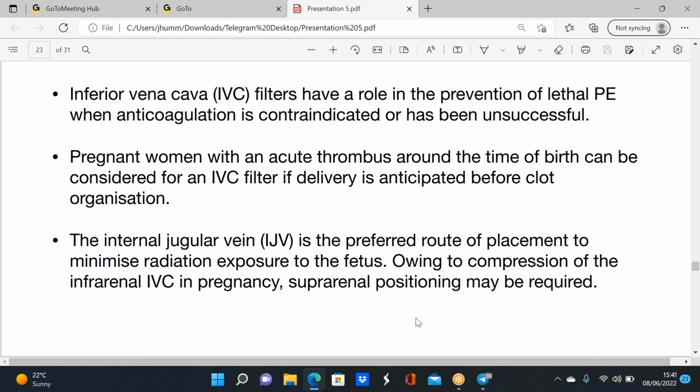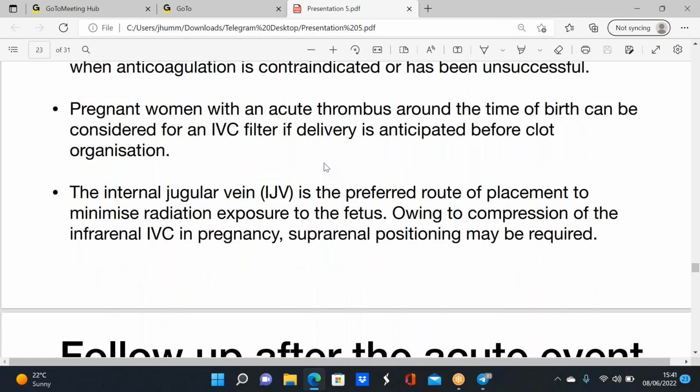The preferred route is the internal jugular vein. From there it is placed and it causes minimum radiation exposure to the fetus. Sometimes, because of compression of the infrarenal IVC in pregnancy, suprarenal positioning may be required. Okay, so these are terms you must remember. But overall, if the patient is near delivery, when there is very little time for the thrombus to dissolve, or there is contraindication for low molecular weight heparin, IVC filters can be used.